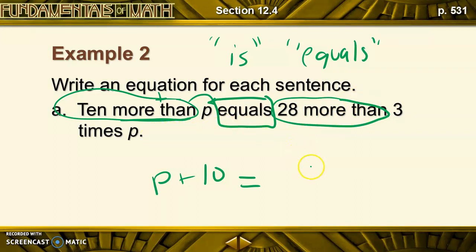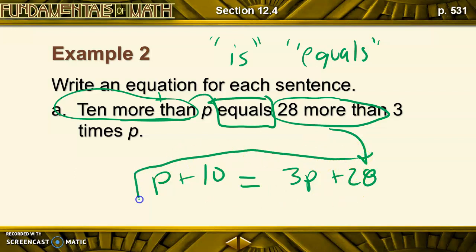So then it's going to be 3 times p is 3p plus 28, because it's 28 more than 3p. All right, so this would be our total equation for us to answer.